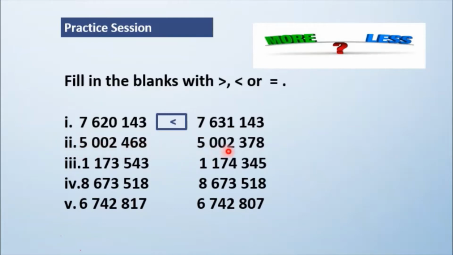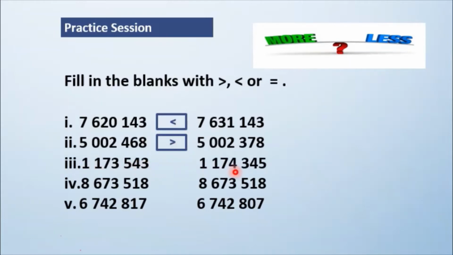Now we will solve the second blank. In this we have two numbers. You can see the 4 starting digits of both the numbers are the same: 5002 in the first number and 5002 in the second number. But the fourth digit of both the numbers is different. Here we have 4 and here we have 3. Because 4 is greater than 3, we can say this number is greater than this. You can see the closed small end is indicating towards the lesser number and the open side is indicating towards the greater number in both the situations.